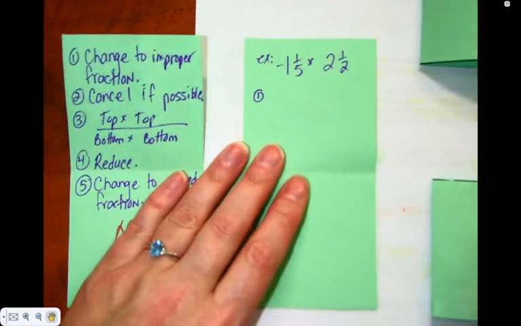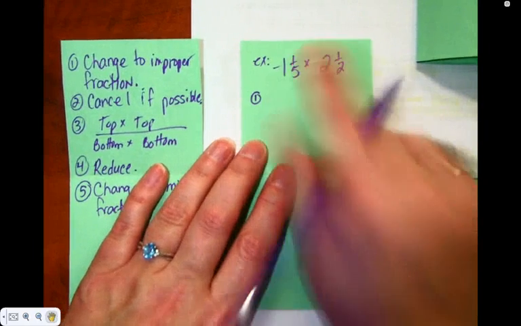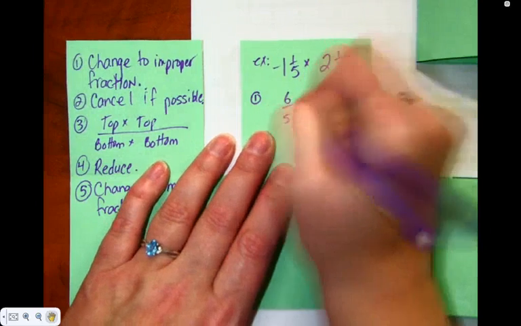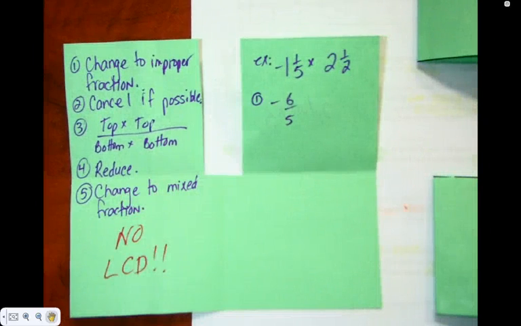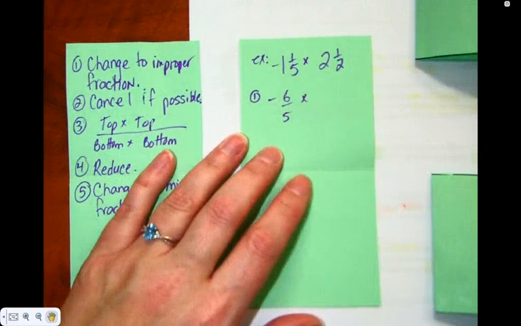Step number 1, change to improper fraction. 5 times 1 plus 1. And that negative just hangs out in front. I'm not worried about it. It just hangs out there and sits there. 2 times 2 plus 1.